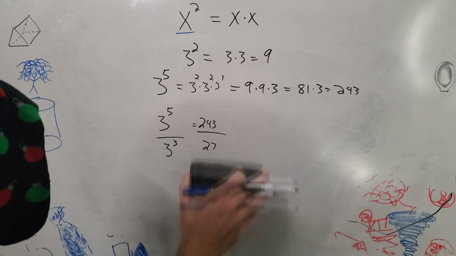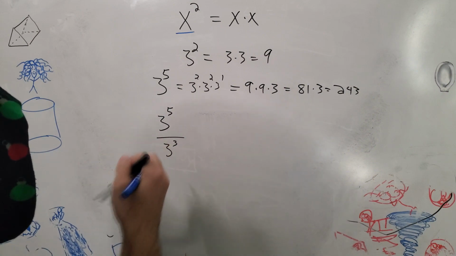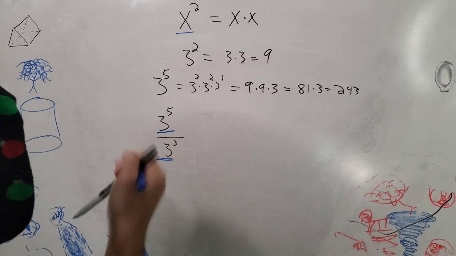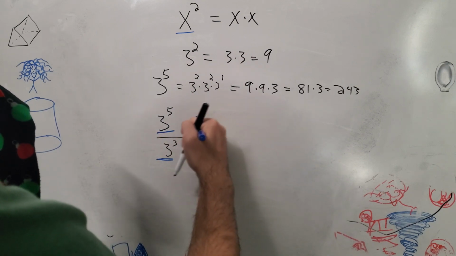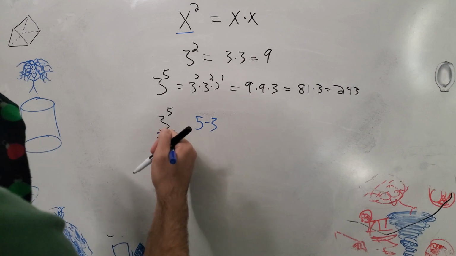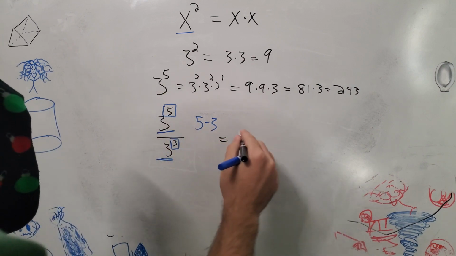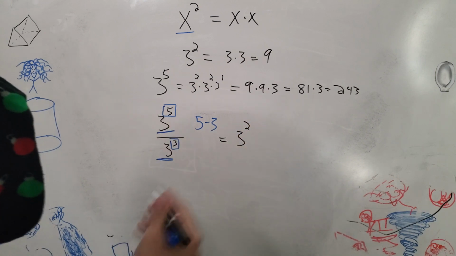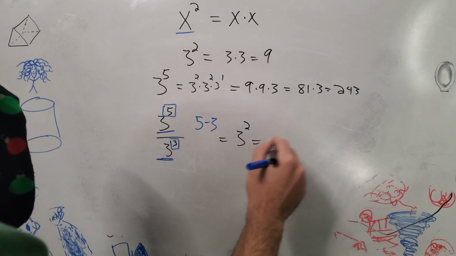So there's actually an easier way to simplify exponents when there's a matching base. We have a matching base. The base number in this case is 3. Since they're matching, what we're allowed to do is subtract the exponents. We have 5 up top and a 3 on the bottom. We do 5 minus 3, giving us 3 to the 2nd. So you subtract the exponents when you're dividing by the matching base. This makes our math a lot easier.